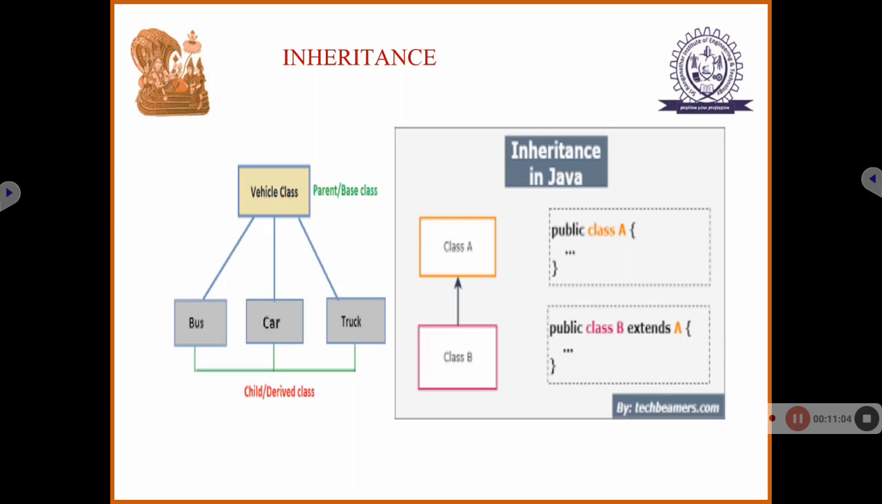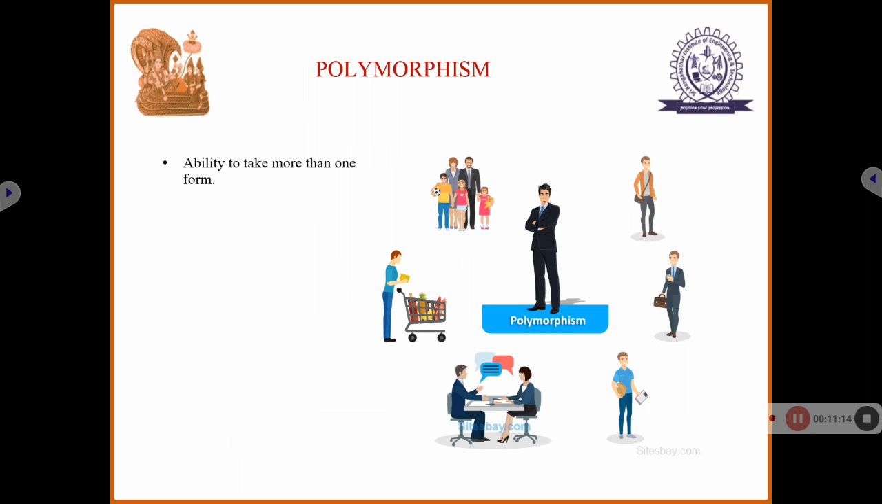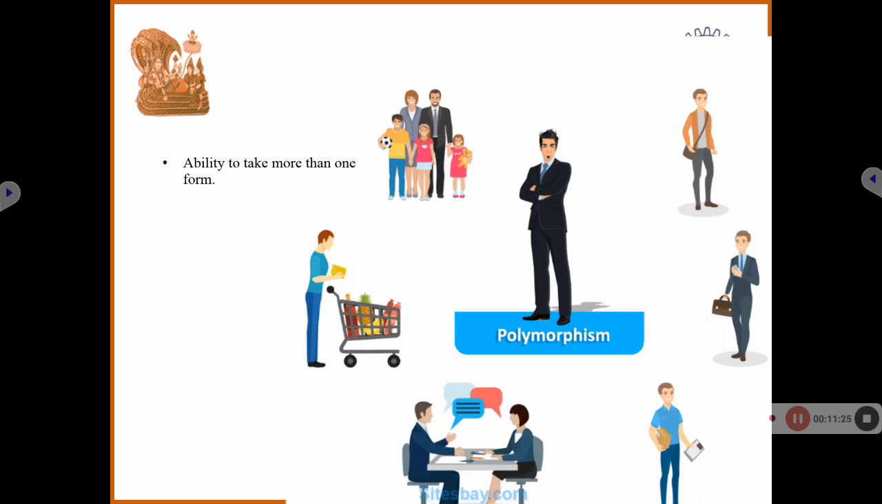And inheritance is deriving a class from an old class. And finally, we end with the final pillar of OOP. What is it? Polymorphism. It's the ability to take more than one form. That's all about the basic pillars.